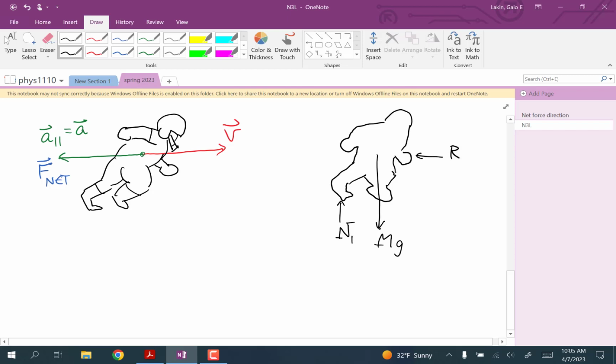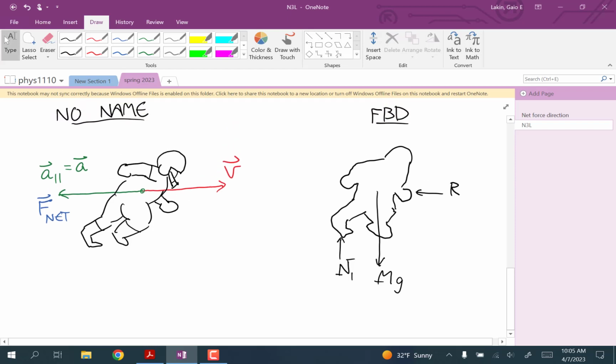There are no items that overlap between these two diagram types. You don't have individual forces on this first type of diagram. You do on the free body diagram. And you don't have net force or acceleration or velocity in a free body diagram. Okay, so be very clear to yourself about which type of diagram you're dealing with in each case.